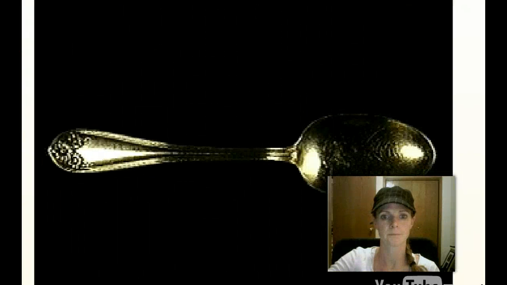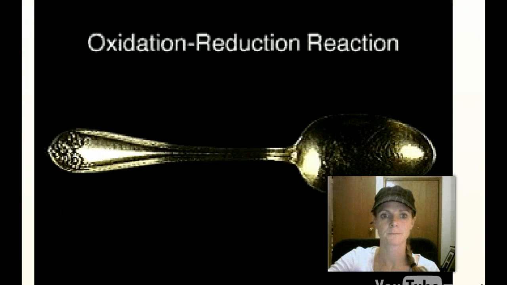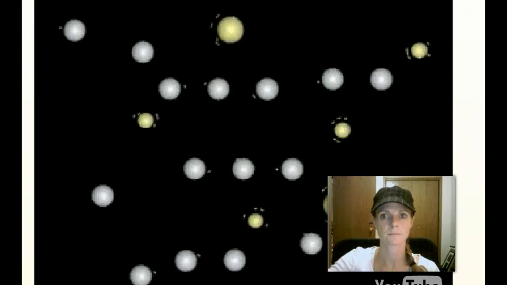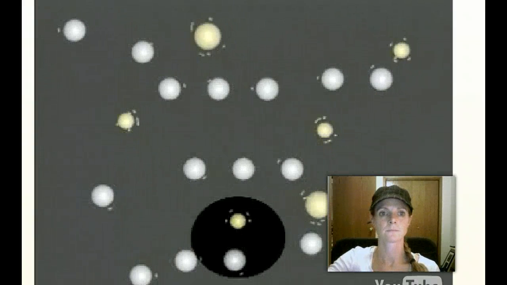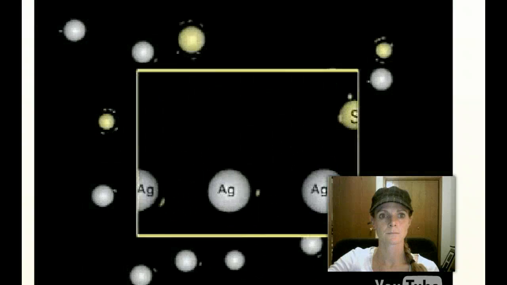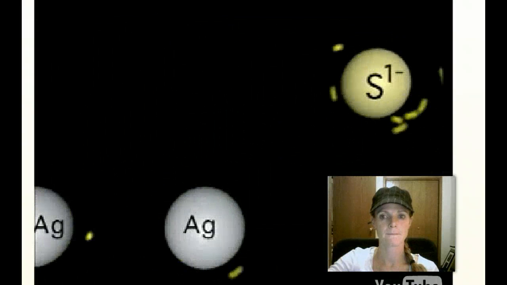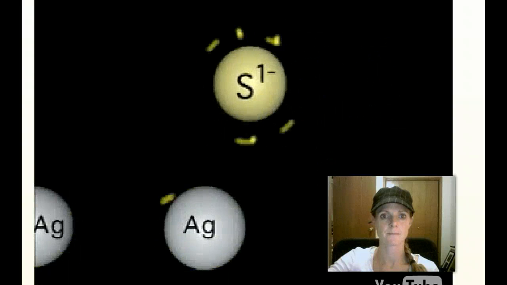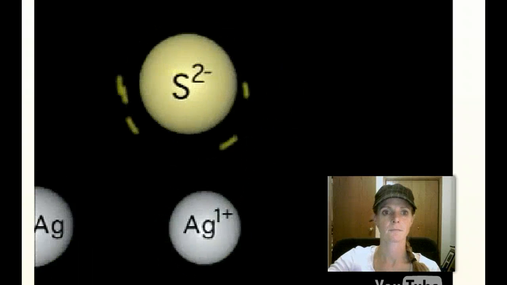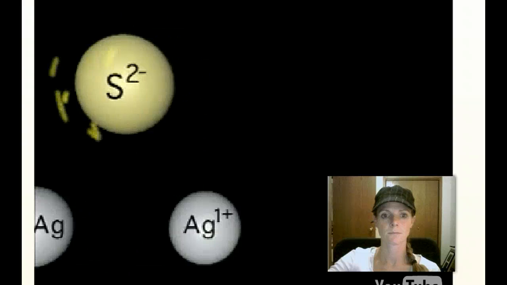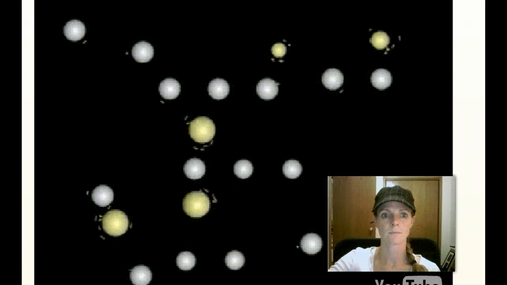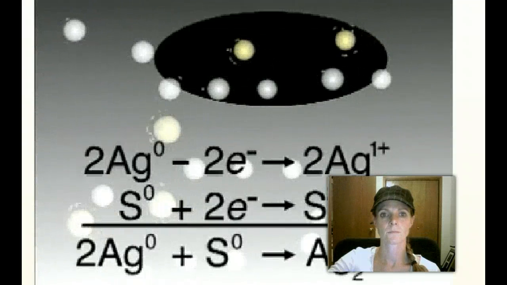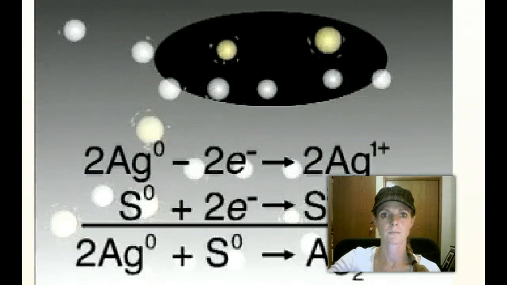The reaction of silver with sulfur to form silver tarnish is an oxidation-reduction reaction. When silver atoms come into contact with sulfur atoms, electrons move from silver atoms to sulfur atoms. Each silver atom is oxidized when it loses one electron to become a silver 1+ ion. Each sulfur atom is reduced when it gains 2 electrons to become a sulfur 2- ion. In order for silver to lose electrons, sulfur must gain electrons, making the processes of oxidation and reduction interrelated reactions.